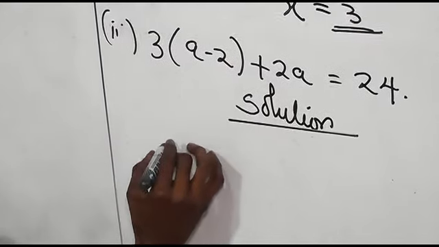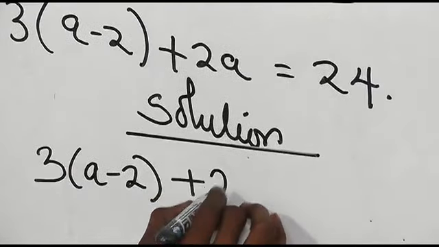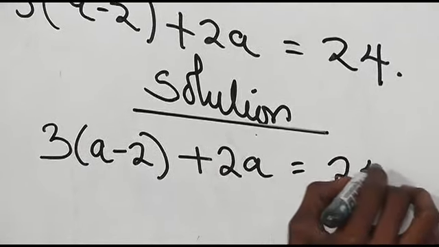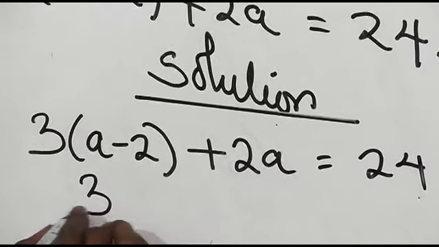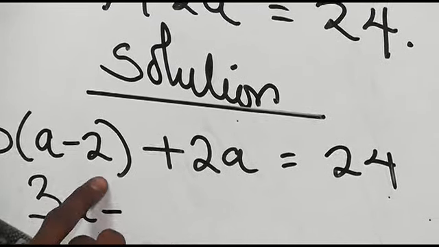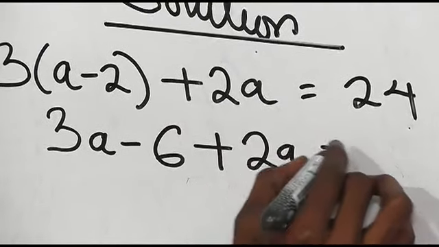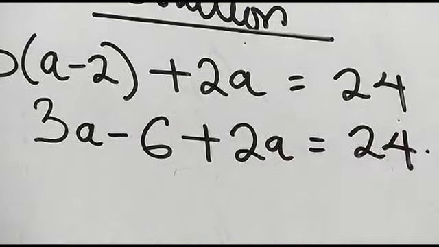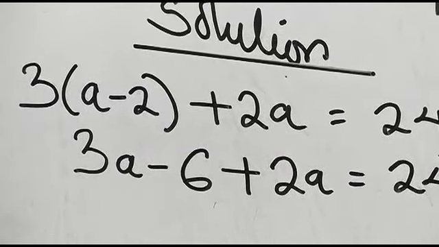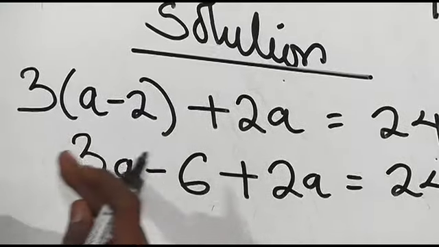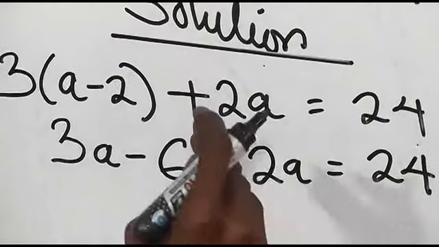So we have here, as already written down again, 3 in brackets a minus 2 plus 2a is equals to 24. Now, to expand this bracket, I have 3 times a, which gives us 3a, minus 3 times 2 is 6, plus I bring down this 2a, is equals to 24. Now let me come again. Now I said 3 times a is equals to 3a. 3 times minus 2 is minus 6. This 2a brought down is equals to 24.